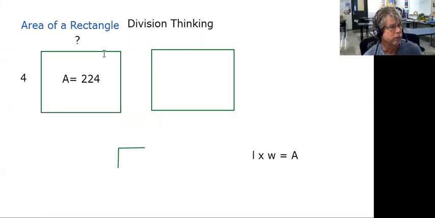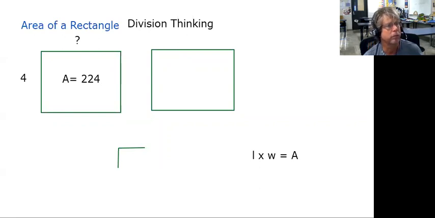So looking at this problem here, notice how I have the area is 224. I know one side is 4, but I don't know the other side. What we do know is, with one of the things with rectangles, you can partition. So what I can do if I want to is partition this rectangle into smaller rectangles.